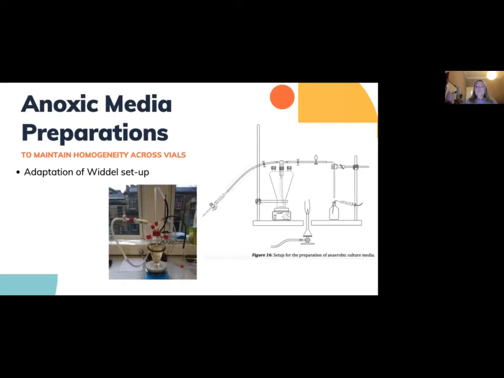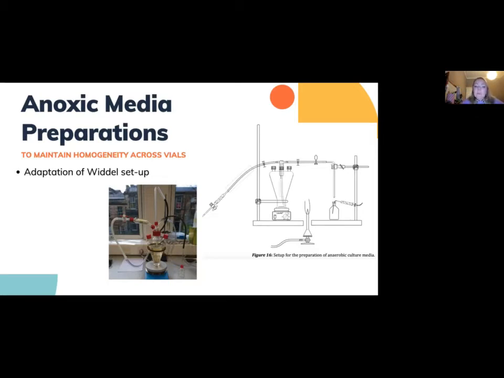So another thing that I had considered was that we're looking at phenotypic heterogeneity, so we want to see the differences in the individuals. So that means that in our anaerobic media preparation, our media should be as consistent as possible.